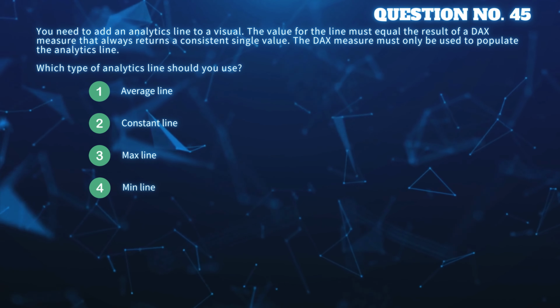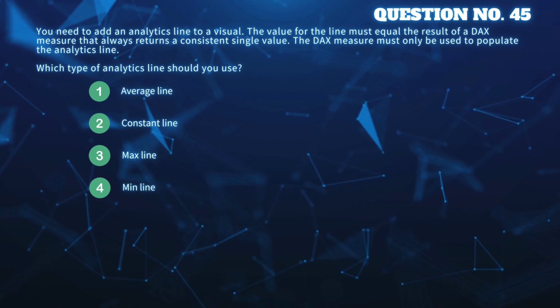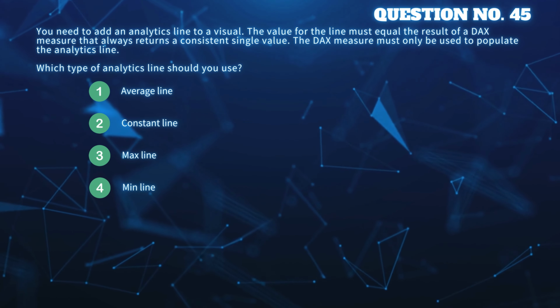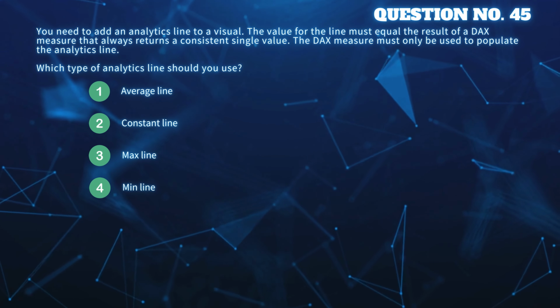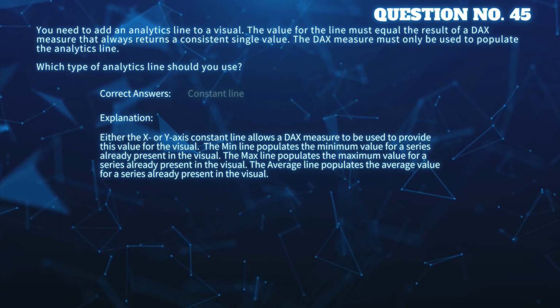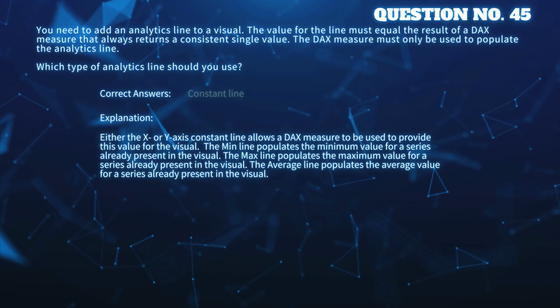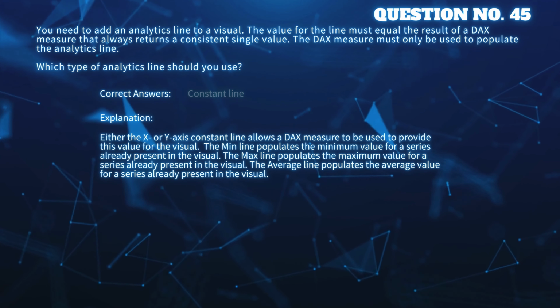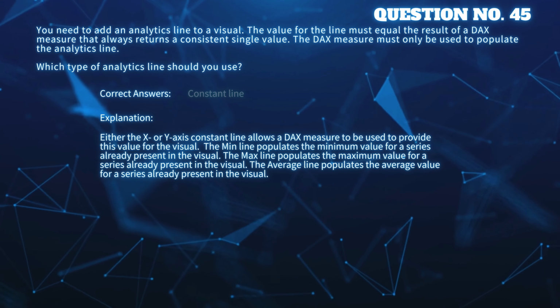Option 1, average line. Option 2, constant line. Option 3, max line. Option 4, min line. Correct answer: constant line. Explanation: either the X or Y-axis constant line allows a DAX measure to be used to provide this value for the visual.